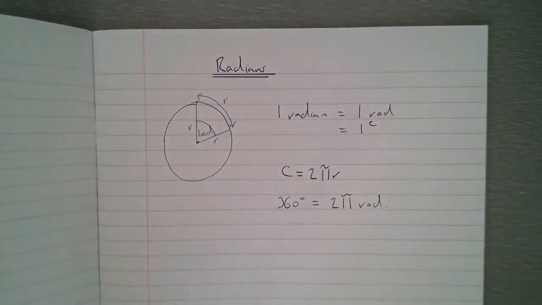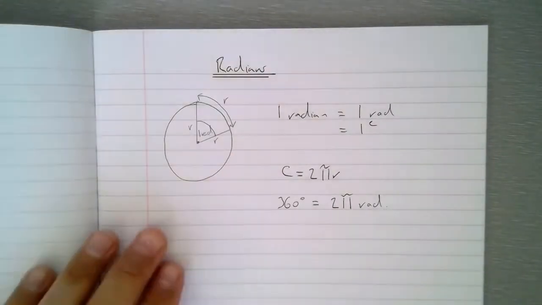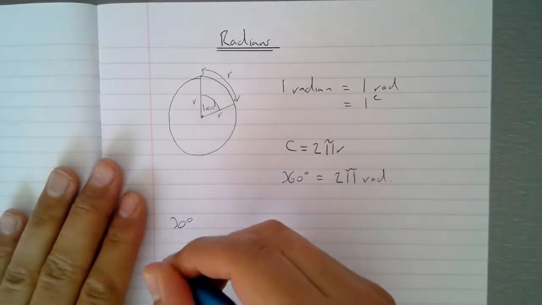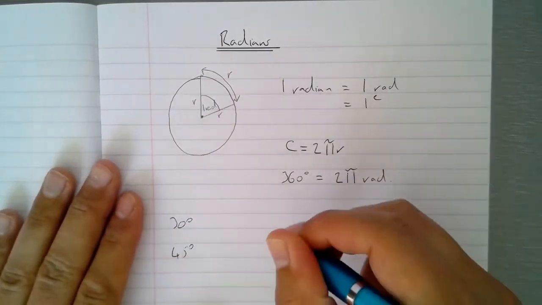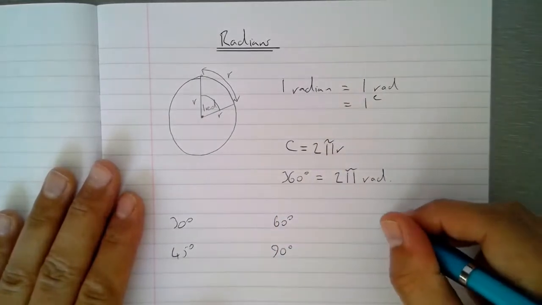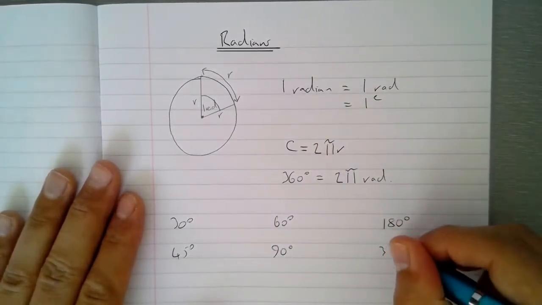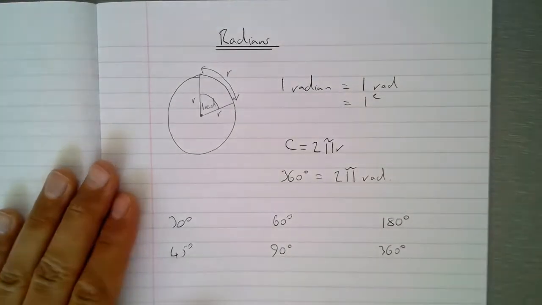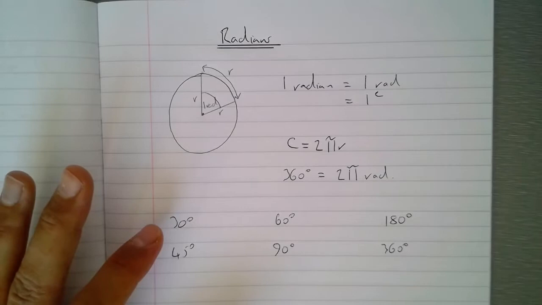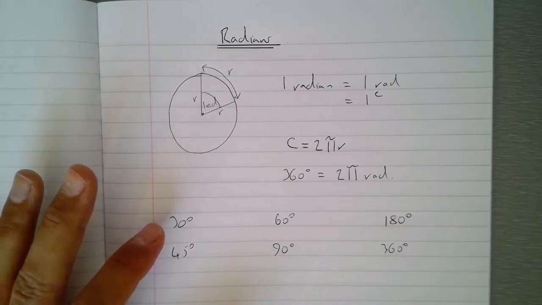So given that 2 pi radians is 360 degrees, we might want to know what some other important angles are. So we've got 30 degrees, 45 degrees, 60 degrees, 90 degrees, 180 degrees, and 360 degrees. Can you guys just pause the video quickly and write down what they would be in terms of radians, and your answer should be in terms of pi.